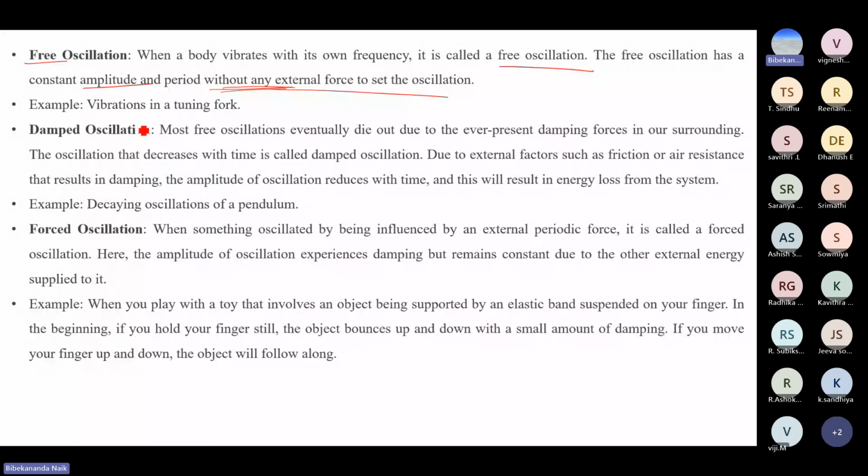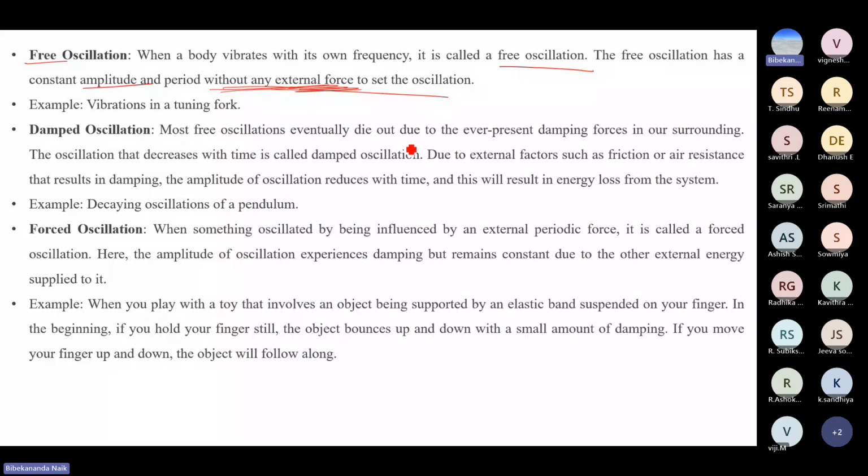For example, the vibration of a tuning fork can be assumed to be a free oscillation. But generally, due to different types of forces which we can't avoid, almost all the oscillations in nature are not free oscillations. They are generally damped oscillations because they have some external force due to which the amplitude goes on reducing as time increases. So then what is damped oscillation?